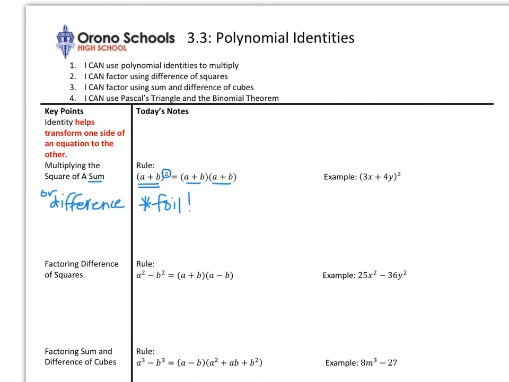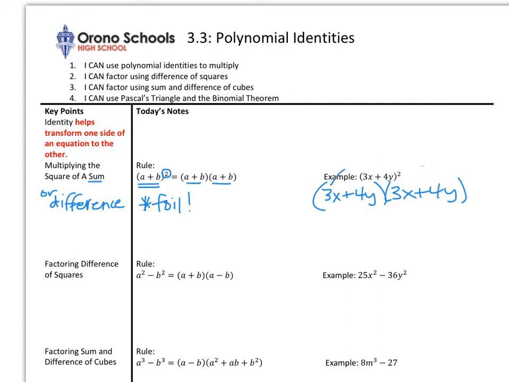The example on the right, if you have 3x plus 4y squared, we're not just going to square each part. That doesn't give you the correct result. What we have to do instead is literally write it out 2 times, so just side by side. 3x plus 4y times another 3x plus 4y. When we FOIL, make sure that you multiply the coefficients together and then group the variables accordingly.